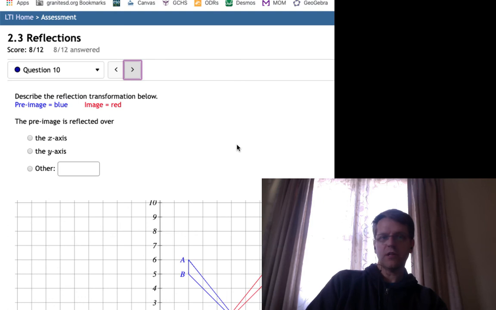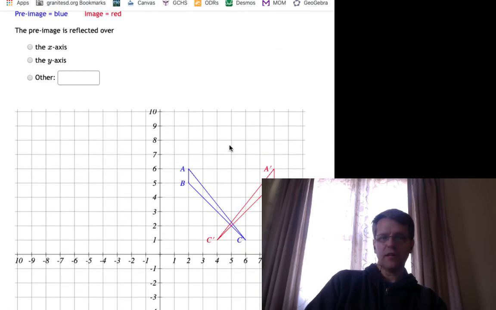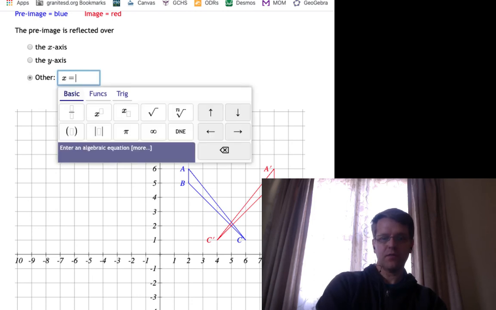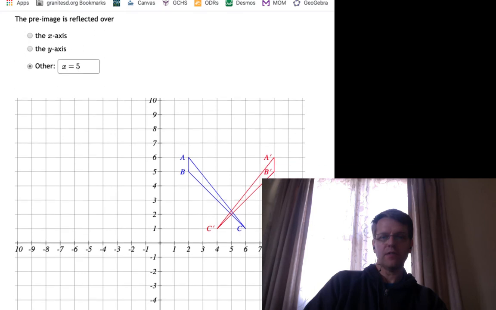Now this one's a little trickier. Let's look at 10. What did it reflect across? Well, it reflected across this line right here. And what is that line? That line is x equals 5. X equals 5. So I'm going to put that here. X equals 5. That's a vertical line that goes through 5.